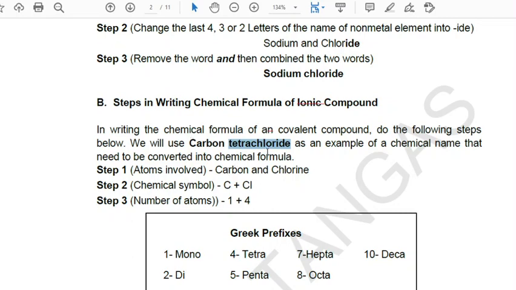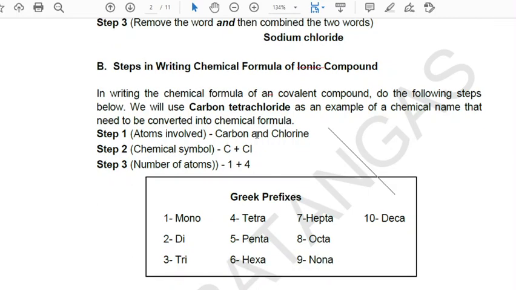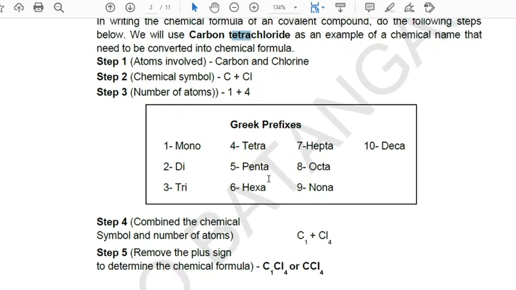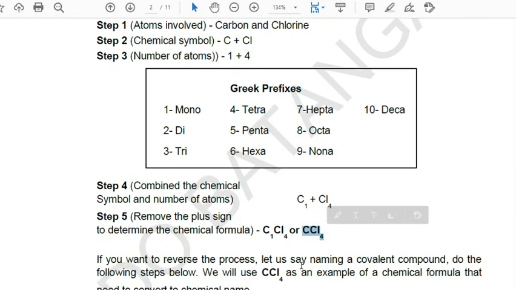Now, carbon tetrachloride is composed of carbon and chlorine. So let's try to find out the atoms involved. And then, sabi dito, carbon lang, so isa lang yon. Tetra means 4. So we will have to consider the prefix na tetra. So that we have carbon plus 4 na chlorine, remove the plus sign here, just copy it, CCl4, will be the formula for carbon tetrachloride. Okay? So let's have another example.